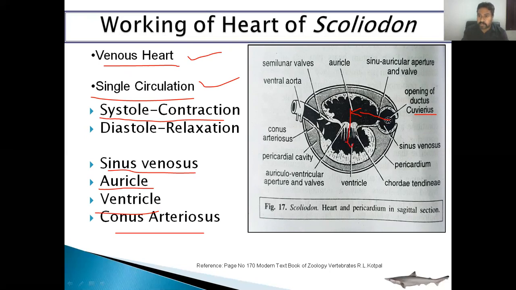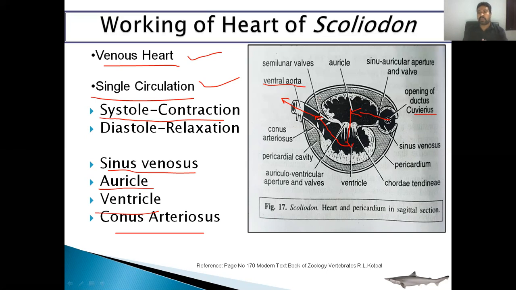Because the valve present in the sino-auricular aperture prevents the backflow of blood. That's why valves are present, to ensure unidirectional flow of blood. So first of all, the sinus venosus contracts, the auricle is relaxed, so blood goes to the auricle. Now the auricle contracts, so blood goes to the ventricle, and then the ventricle contracts and blood goes to the conus arteriosus, and when the conus arteriosus contracts, blood goes to the ventral aorta, and from the ventral aorta it goes to the gills for the purpose of aeration.